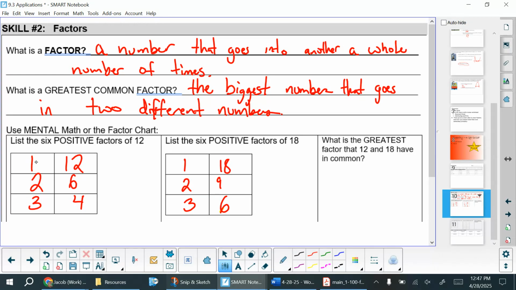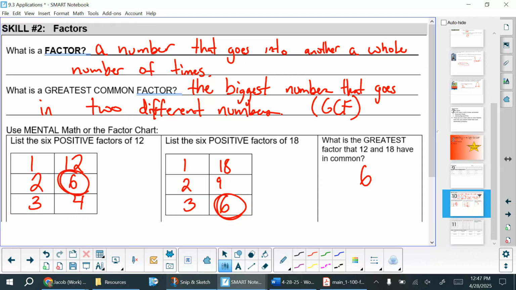So when I look at this, I can see, well, 1 is a common factor, 2 is a common factor, 3 is a common factor, 4 is not, there's only 4 here, 6 is a common factor, 12 is not. So the biggest number that goes into both is 6. That's my greatest common factor, or my GCF, greatest common factor.